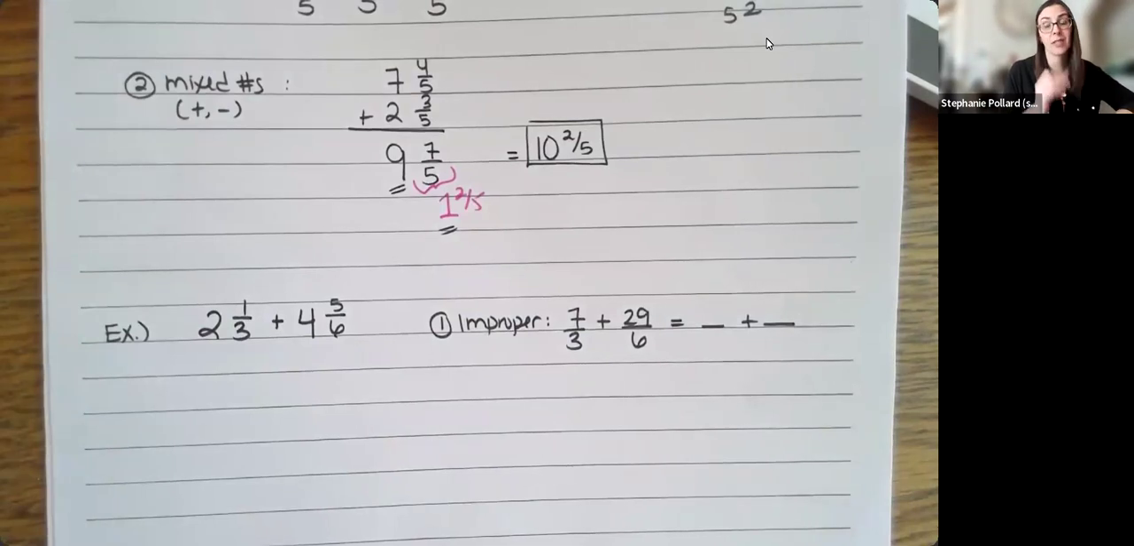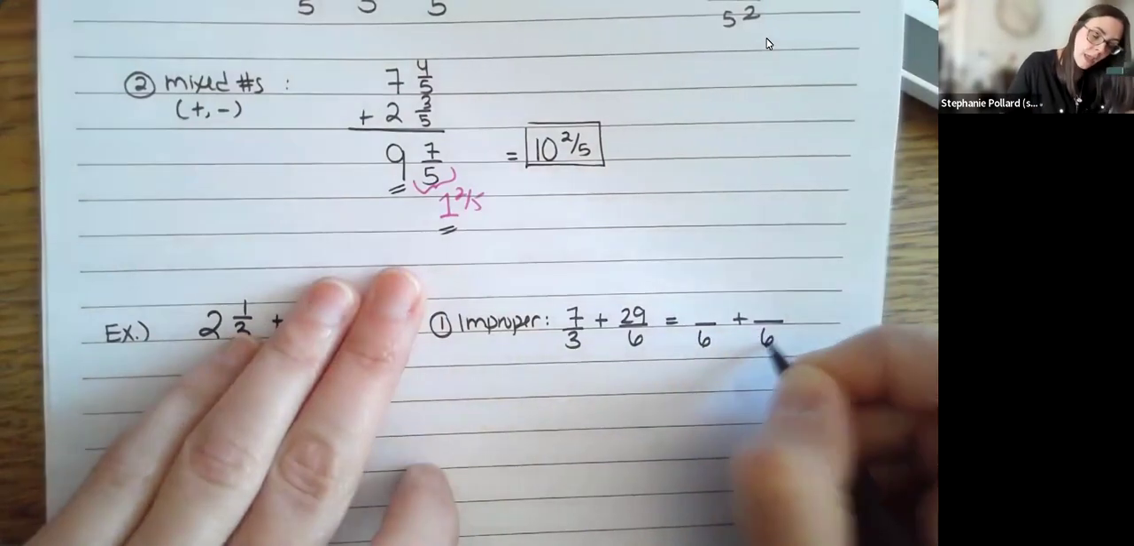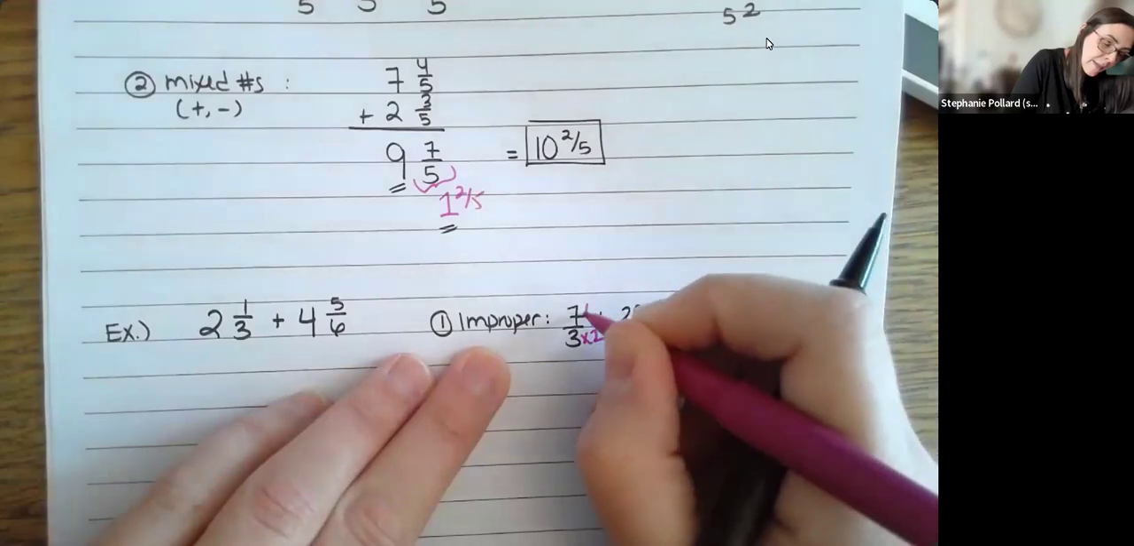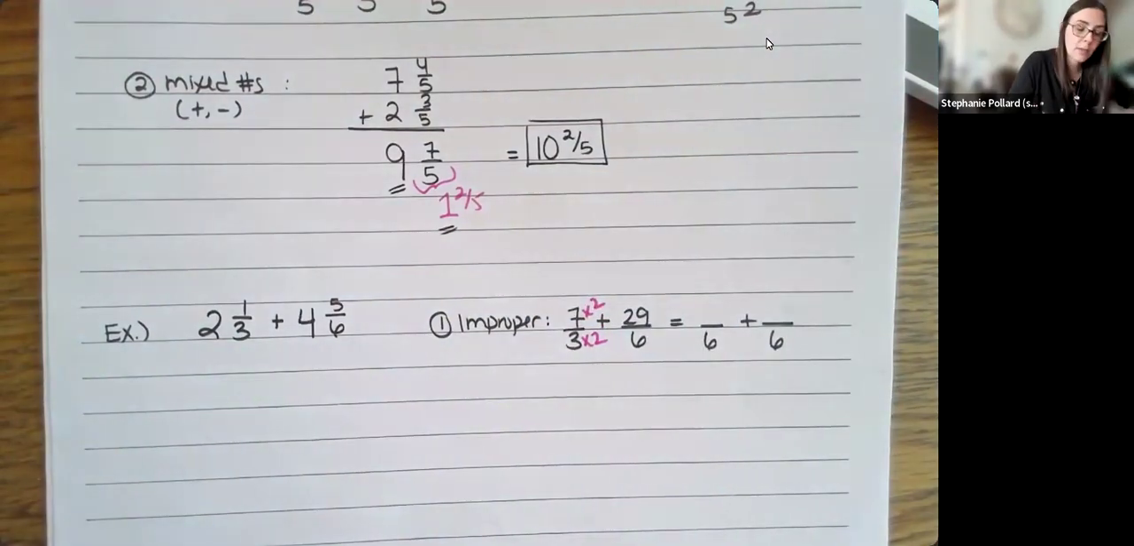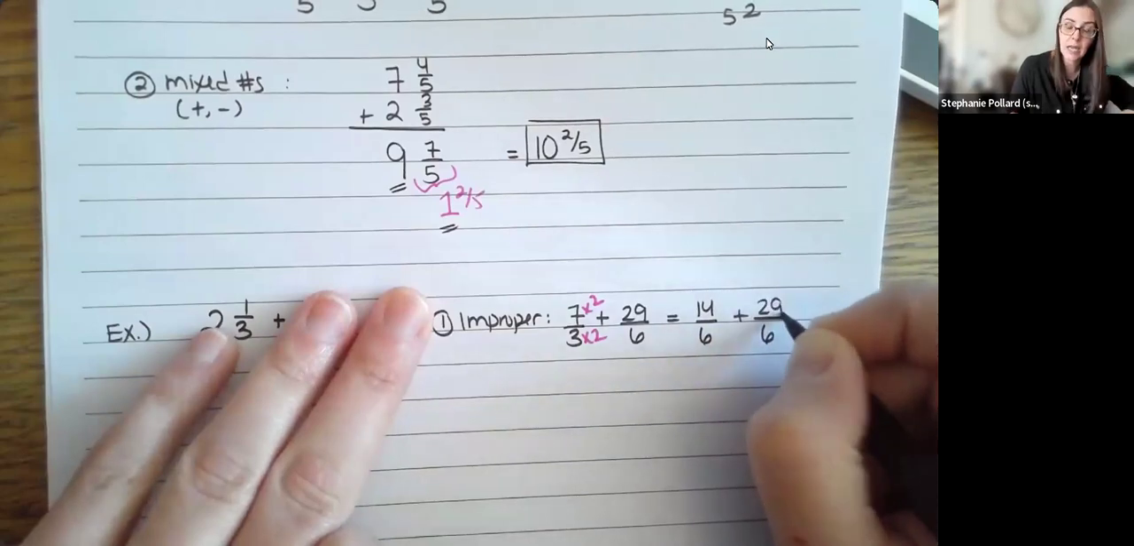This is a great time if you want to pause the video and actually try this on your own. Think about what the common denominator would be here. It would be 6. If you think about your multiples, 6 actually works in both of them. And to get from 3 to 6, you would multiply that by 2. So this is going to become 14 over 6, and the 29 over 6 is going to stay.